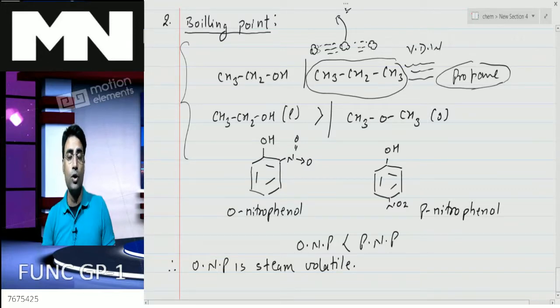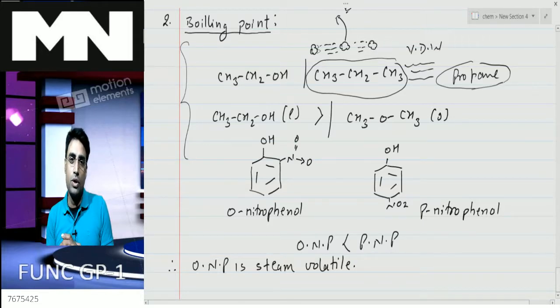Here I would like to tell you what steam volatility means. There are some compounds, see orthonitrophenol and para-nitrophenol, they both exist in the liquid state. So if I have a mixture of them and I want to separate them, what can I do? Well, a prominent method of separating two liquid components is distillation. So I will try to use distillation in this case, in a mixture of ortho and para-nitrophenol.